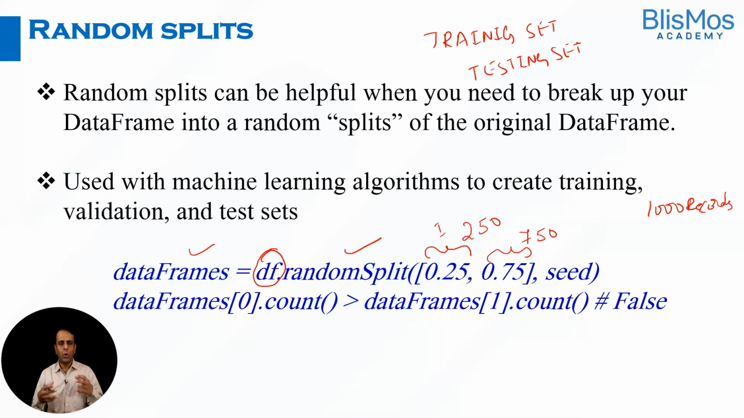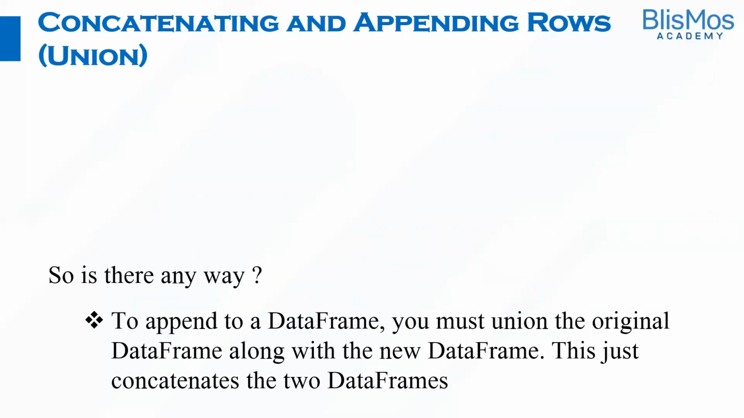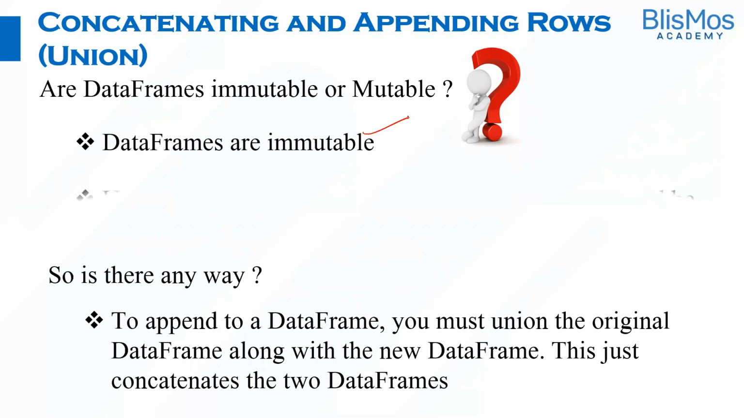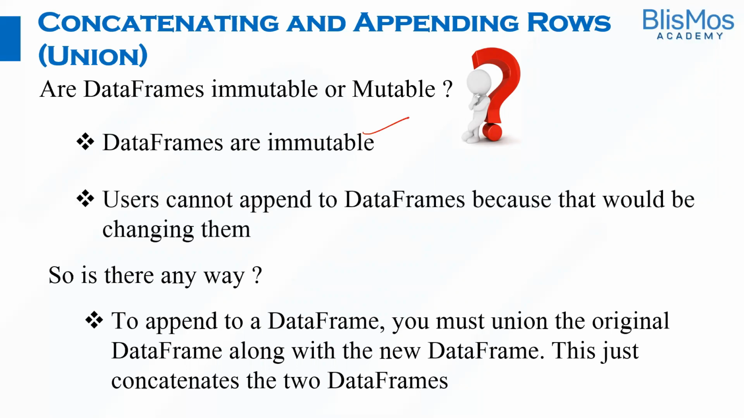This is how we can split the data into two parts depending upon the requirement of your project. Do you remember whether your data frames are immutable or mutable? I must be kidding, right? You already know data frames are definitely immutable. If data frames are immutable, we will not be able to append rows or change them. That is what immutability means. Once we create a data frame, we will not be able to append any rows to it, and we will not be able to modify it.